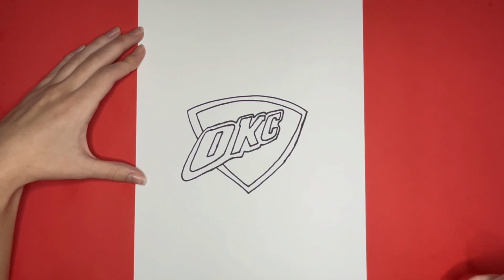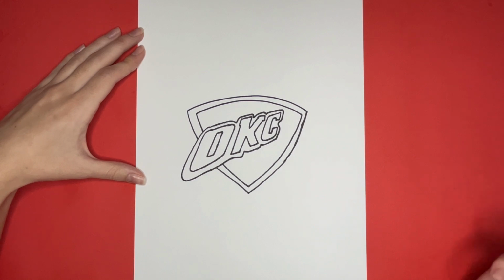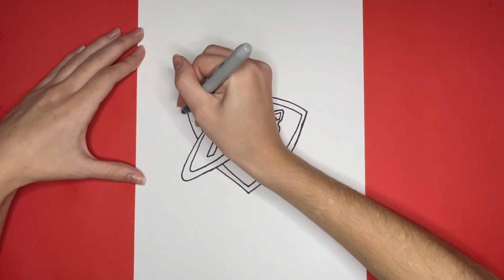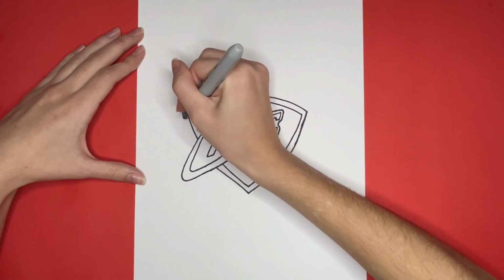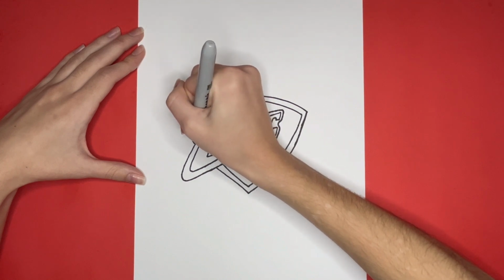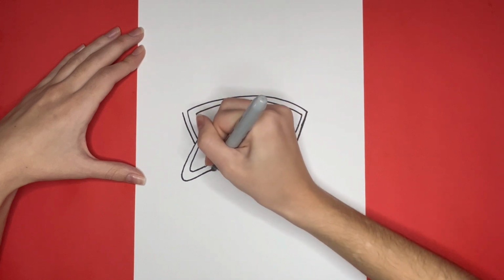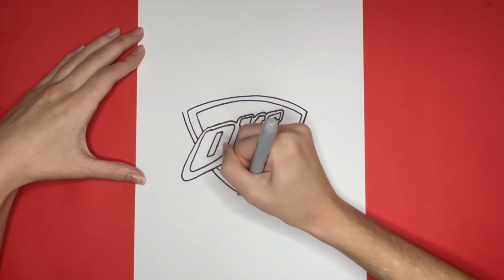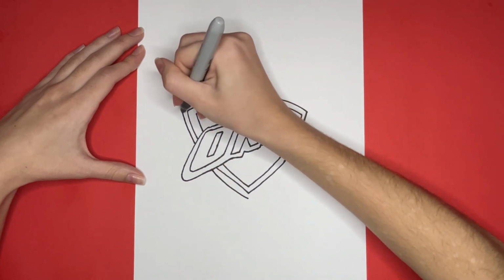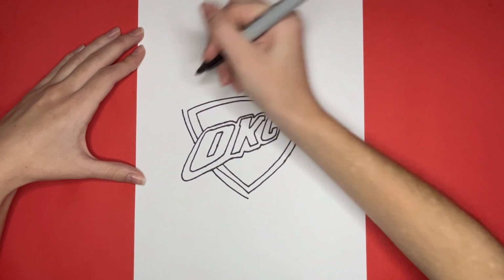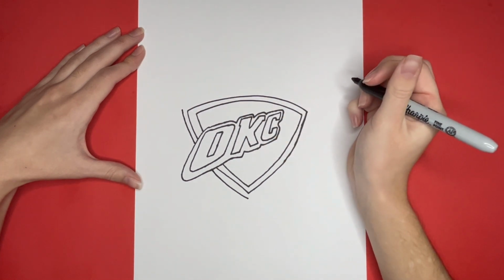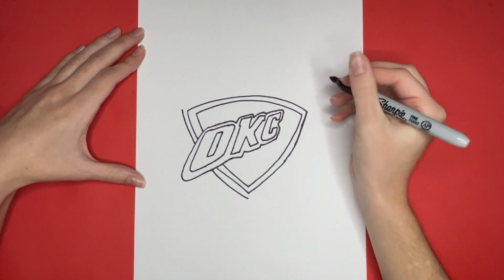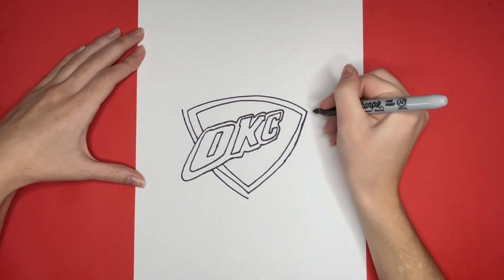Now we are going to draw one more shield-like shape around the two that we just finished drawing. We will start by drawing the curved line on the left side that connects to the O. And then we are going to draw the curved line on the right side that will go downwards and come to a point with the line that we drew on the left.